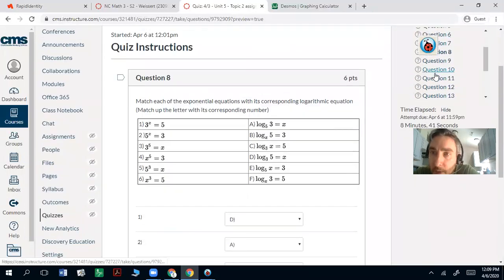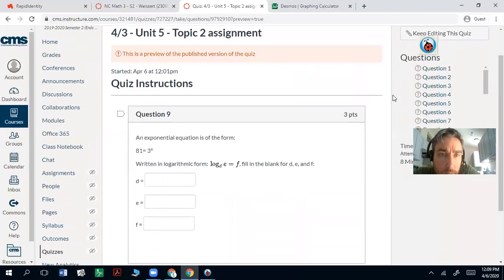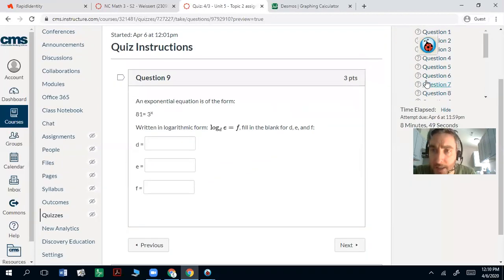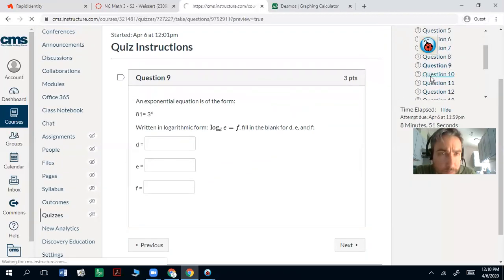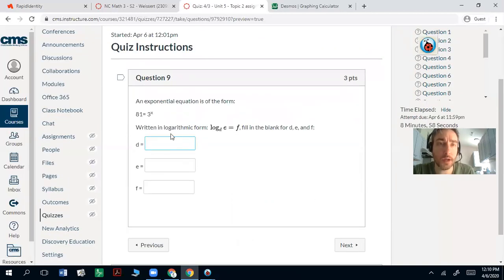So that was kind of the big one. That's why it's worth 6 points. Let's look at a couple more. 9. Okay, so 9 and 10. I think 10's similar to that. Yeah, we'll do 9 and 10. So 9. You don't want to actually solve anything. So what you want to do on number 9, I'm going to write 81 equals 3 to the x power down.